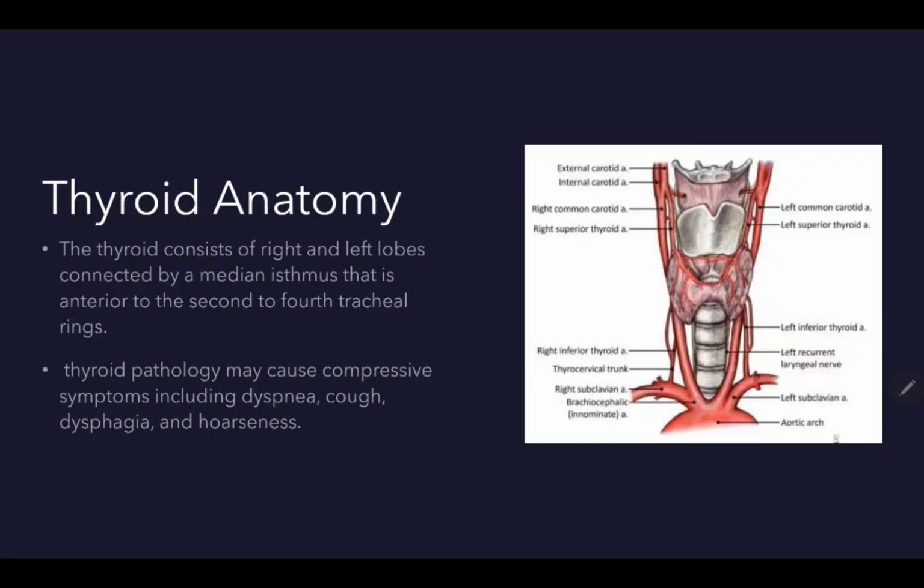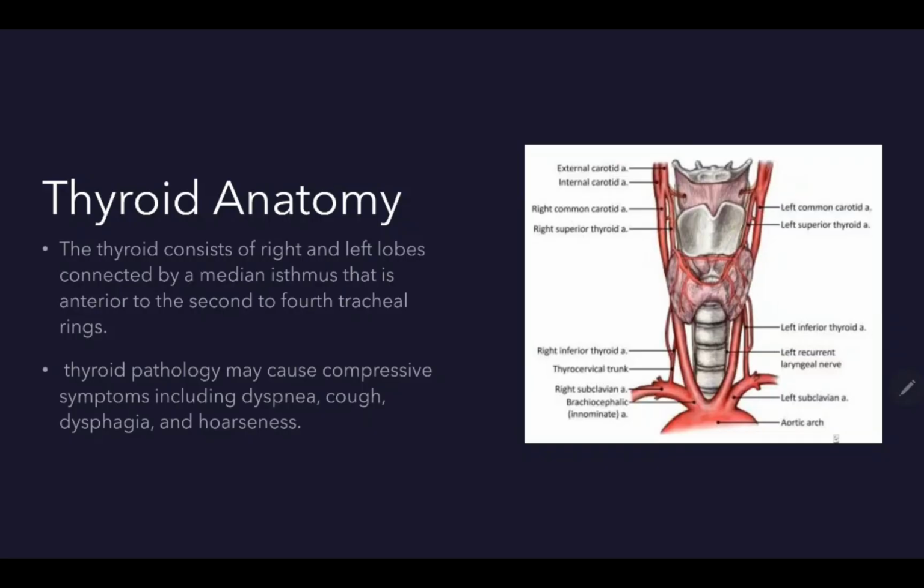The thyroid basically lies in the neck behind the thyroid cartilage. Okay, and it consists of a right and the left lobe. Both of them are connected by the median isthmus, which is a part of the thyroid itself, connecting the left and the right sides. The trachea is behind it.